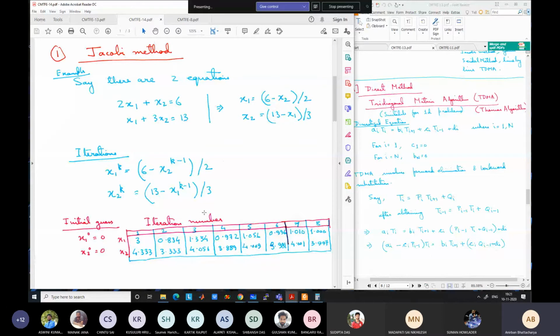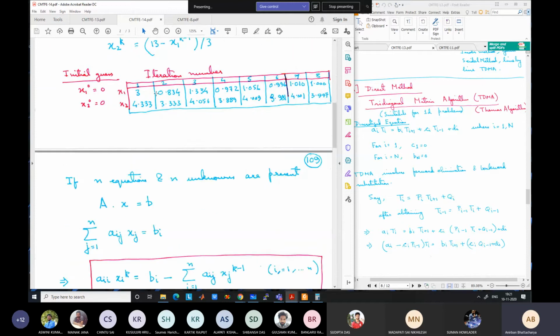Or we can guess the value if the boundary condition is known, temperature. We can take one of the boundary temperatures as the guess value for all the points. So in general, we can write this algorithm. This is known as the Jacobi method.